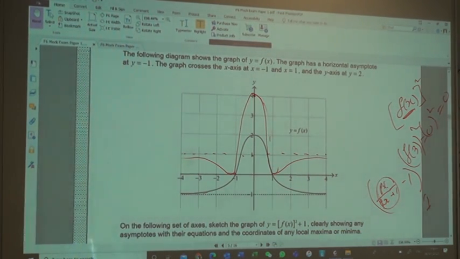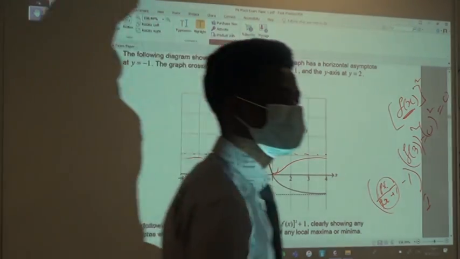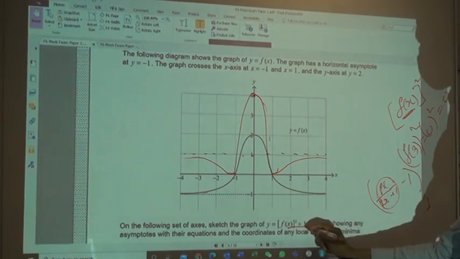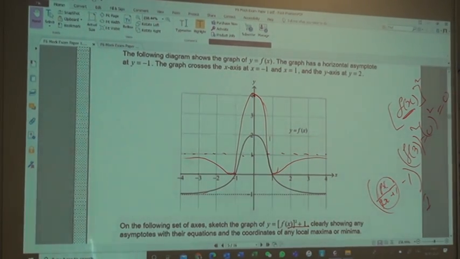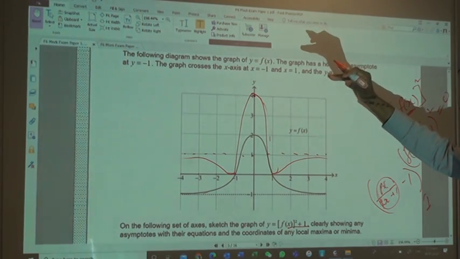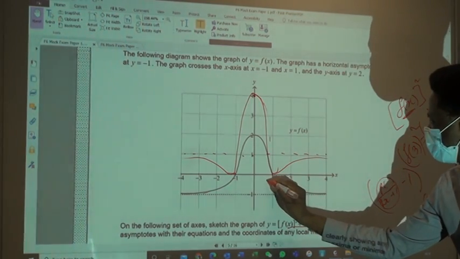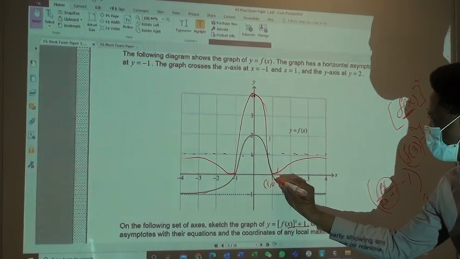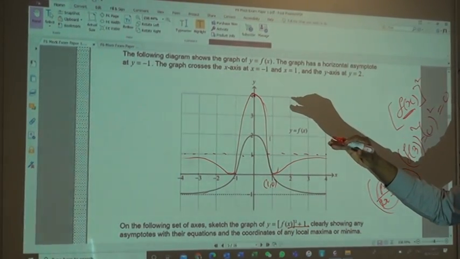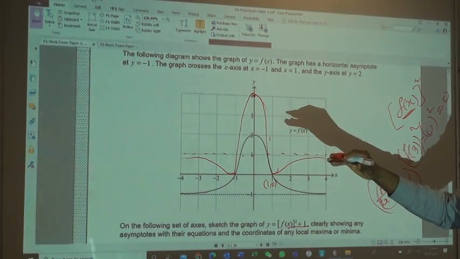Understand? As it turns, it goes like that. So now that we know this, all we have to do is make it jump up, because the question is about f of x squared plus 1. So that's the translation. Instead of being on the point 1, 0, when it jumps up, it's going to be on the point 1, 1.